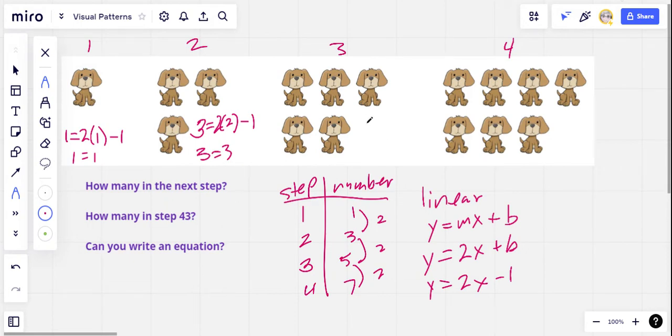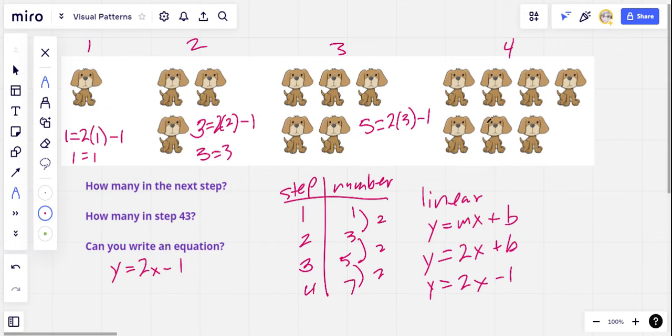We'll do one more here. So this is 5 puppies. So that's our y. And then we have the number 2 times our step number, which is 3, minus 1. Yeah, 5 equals 6 minus 1. So this is working out. So this equation looks like the right equation. That makes it pretty easy to figure out how many puppies are in any step.